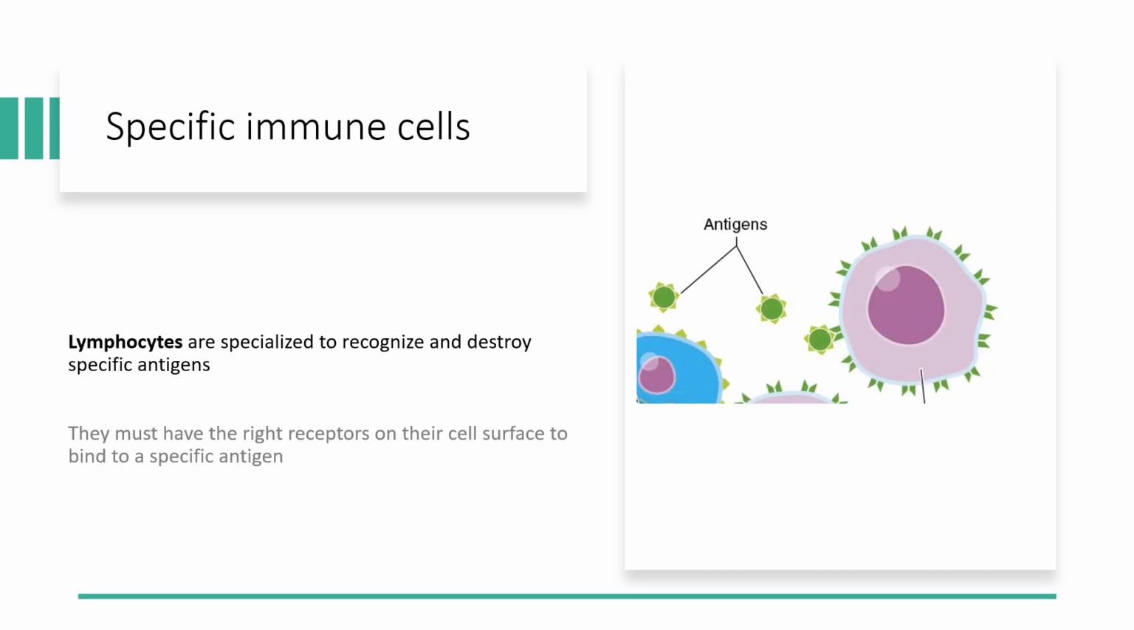Again, lymphocytes are very specific in the antigens they recognize and the pathogens they can attack. They need to have the right receptors on their cell surface to bind to those antigens.